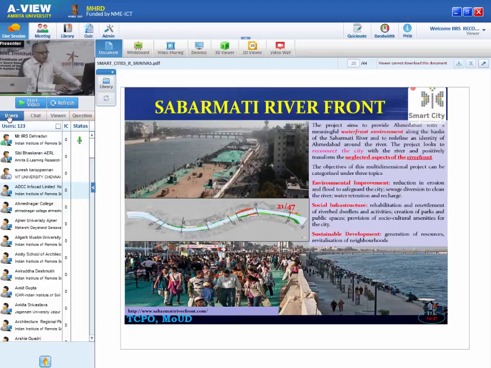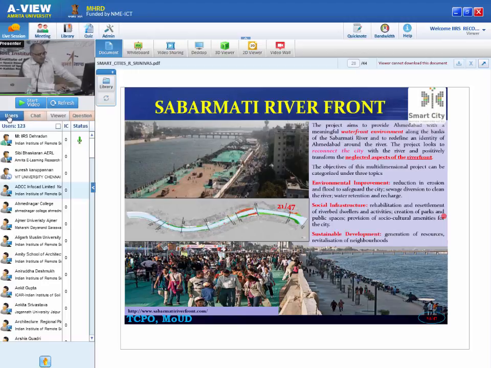Another example is the Sabarmati riverfront in Ahmedabad. How it was previously, and how this entire riverfront has now become very vibrant. The objectives of the multi-dimensional Sabarmati riverfront project were threefold: overall environmental improvement, reduction in erosion and flood to safeguard the city, and sewage diversion to clean the river.